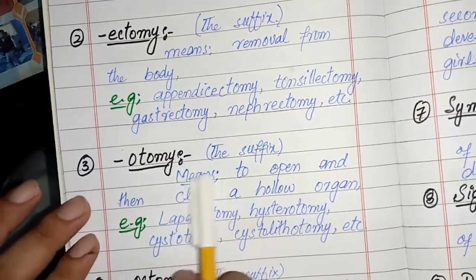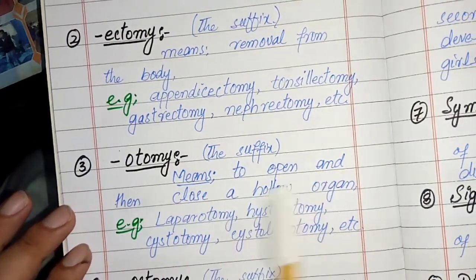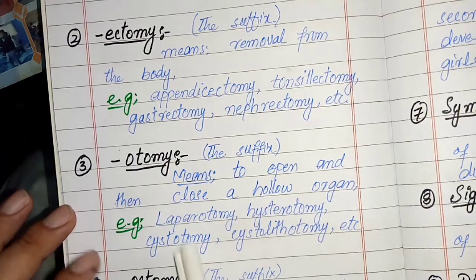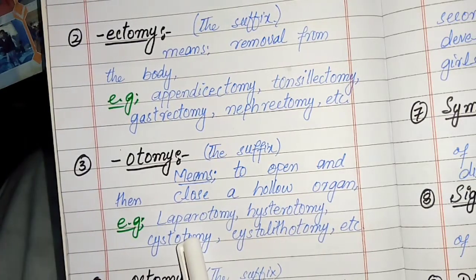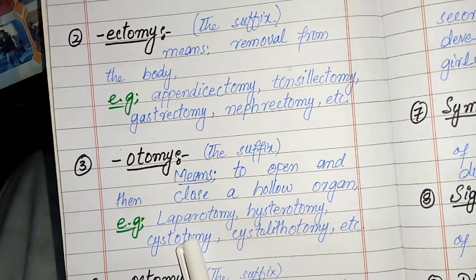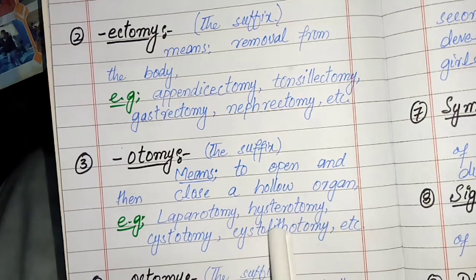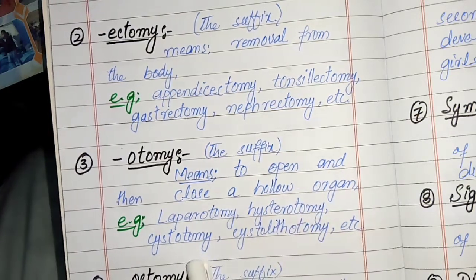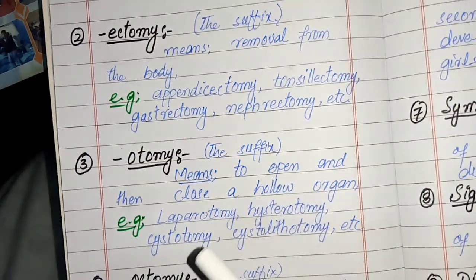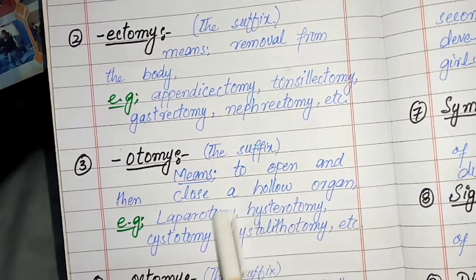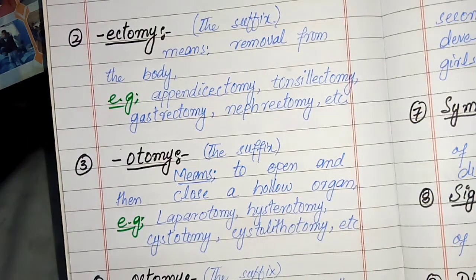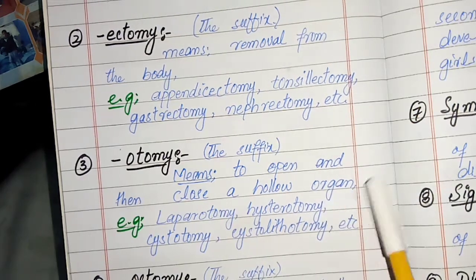Another is otomy, which is also a suffix, meaning to open and then close a hollow organ. So what is laparotomy? Laparotomy is a surgical incision into the abdominal cavity for diagnosis or in preparation for major surgery. Hysterotomy is an incision in the uterus, performed during a cesarean section.